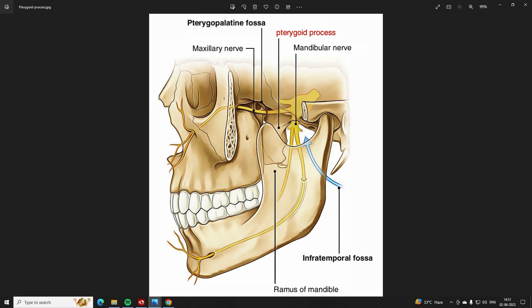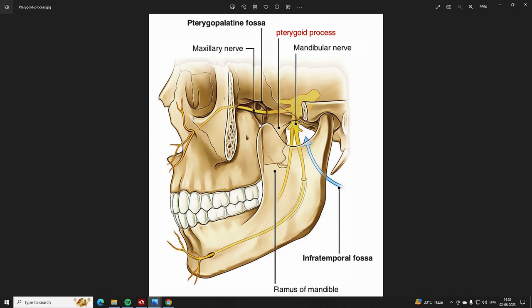In many books, it is written that you hit the pterygoid plate and then you take the needle anterior and superior. What I feel, because this is a sharp border, so many times you may get stuck there. So better to touch the posterior surface of the maxilla and slip into the pterygopalatine fossa.